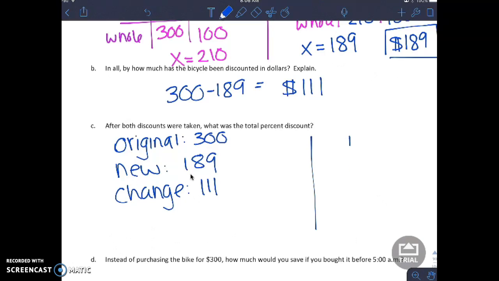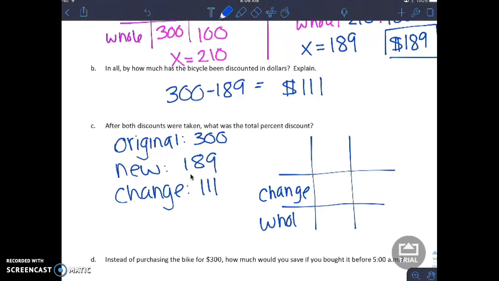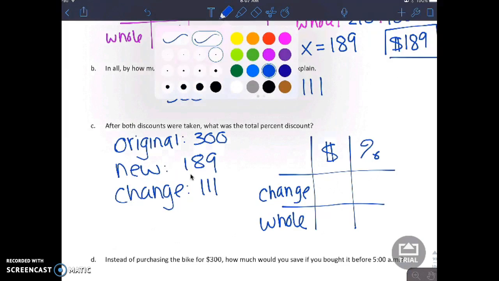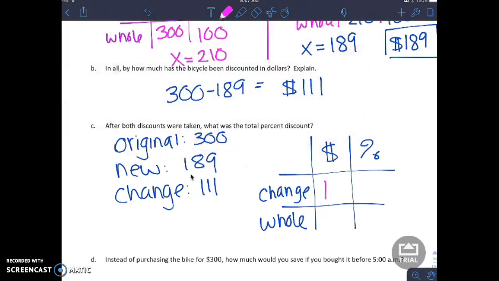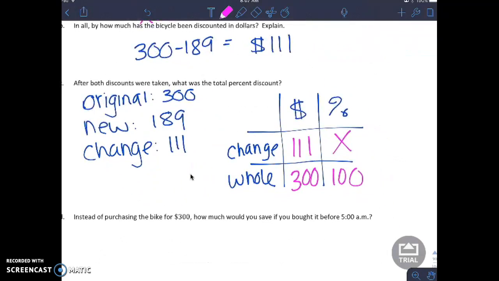All right, so with our tic-tac-toe here, we have change and whole, and we have the dollars and the percent. The change is going to be 111. The whole is 300. The whole is the original price. For percent, it's always 100. For change percent, it's X.